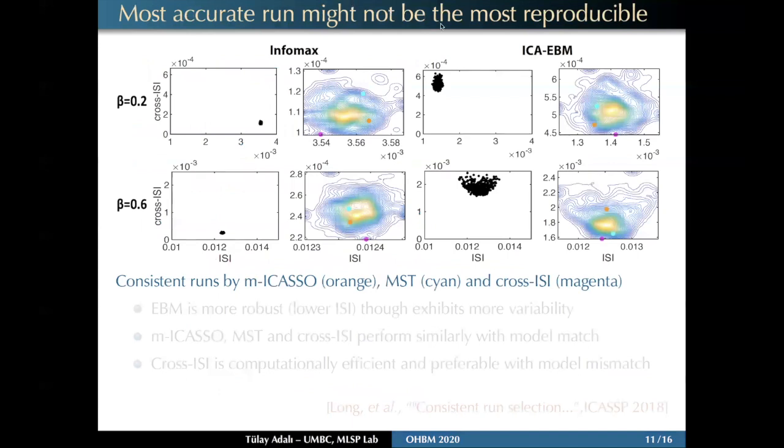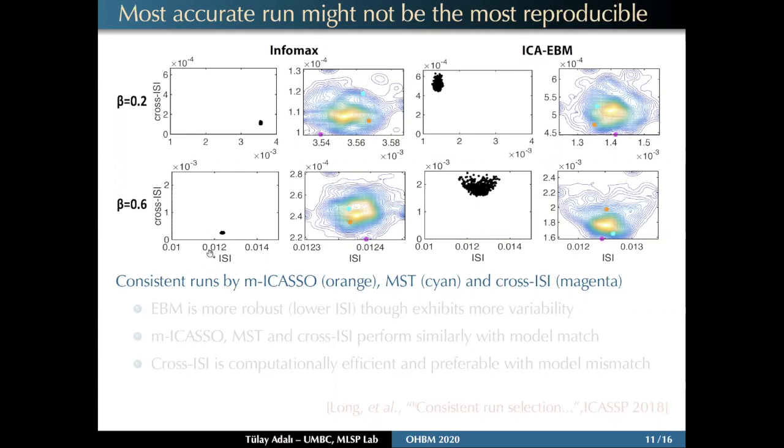Now, one point to make. The most accurate run might not actually be the most reproducible. This is quite obvious when we think from a generalizability point of view. However, it's a simple key point here. When we look at cross-ISI, what makes sense is to look at cross-ISI as a function of ISI. So ISI is our global metric for evaluating the separation, the ICA performance. So the lower the better. 0 is a perfect ICA decomposition, and 1, so it's a normalized quantity between 0 and 1, so lower the better.